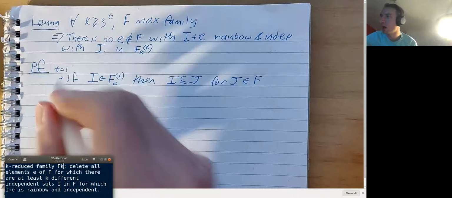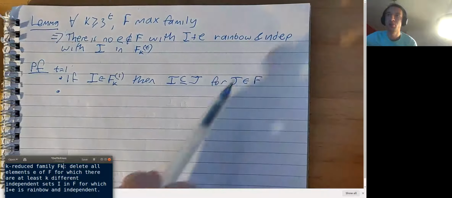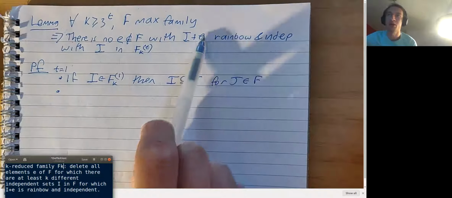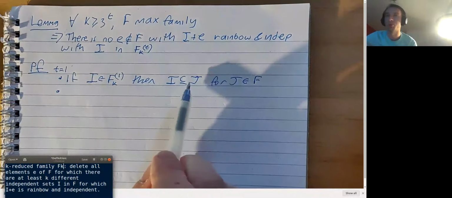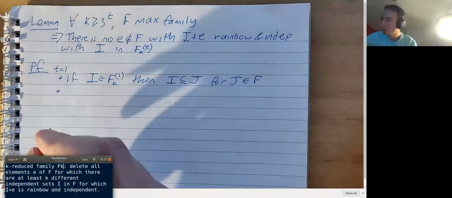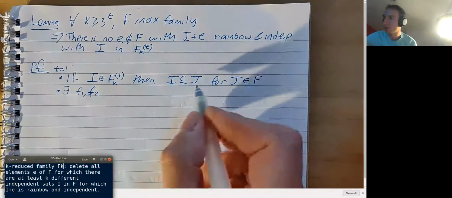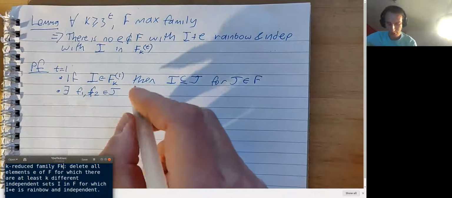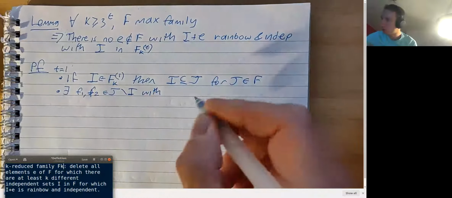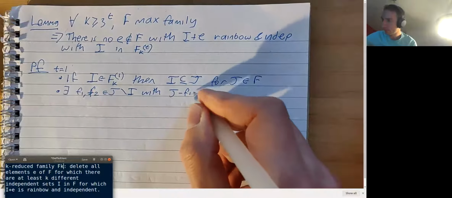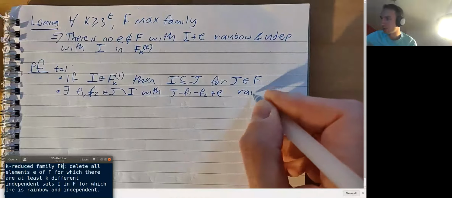Okay, so we know that you have an element E which when you add it to I, you get something rainbow independent, but J is bigger than I, so we don't know that when you add E to J, you get something that's rainbow independent. But you can delete some elements from J to make it rainbow independent. So there exist two elements in the bigger independent set, which you can delete from J, and you can add E to get something that's rainbow and independent.